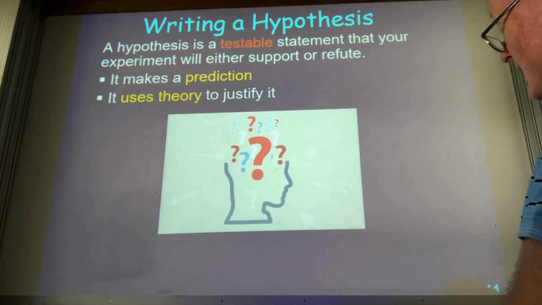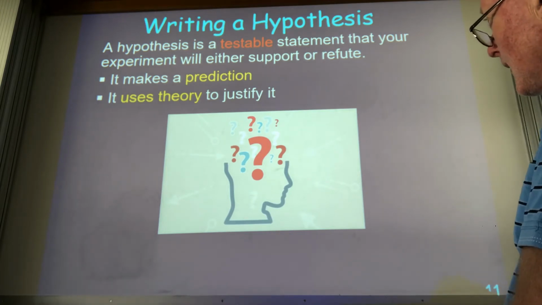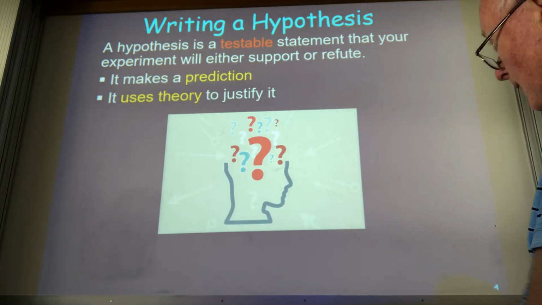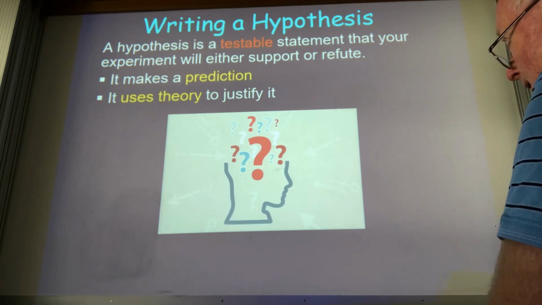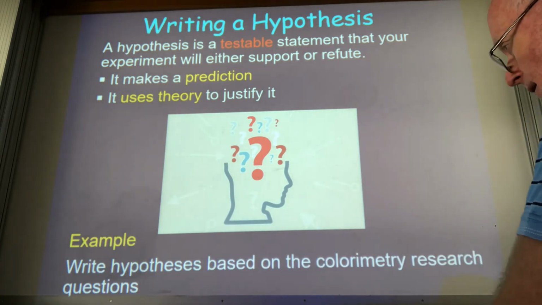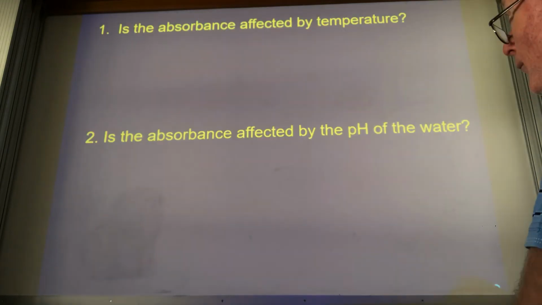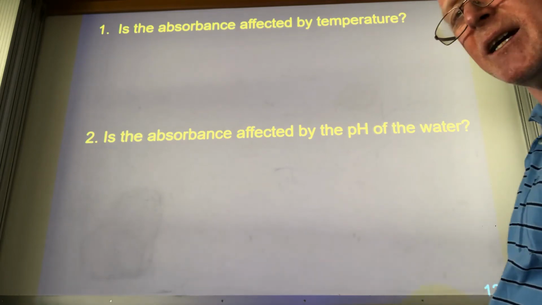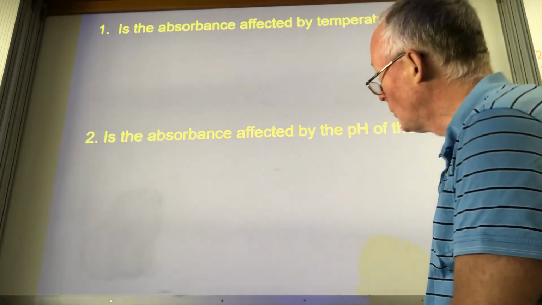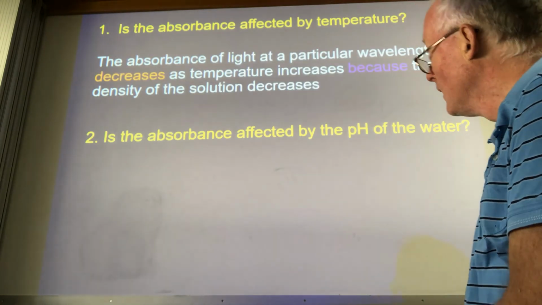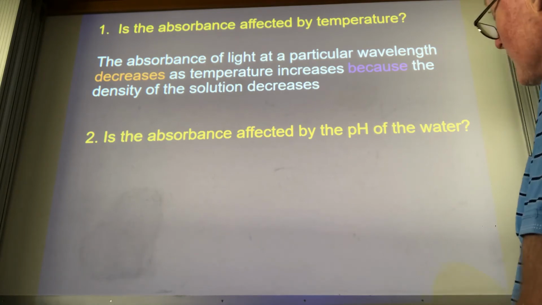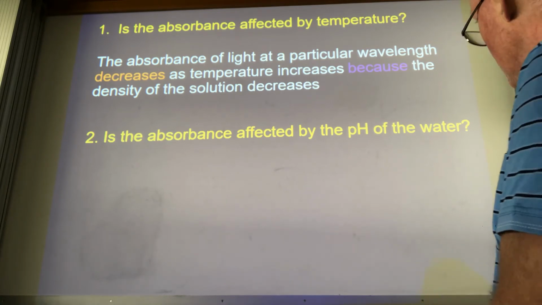Now, a hypothesis is a testable statement. It's something which is going to make a prediction and you are going to test that prediction. And it also has that theoretical justification. So going back to those colorimetry examples, is the absorbance affected by temperature is your question. Now you've got to make a prediction. Is it going to be affected by temperature? Or how is it going to be affected by temperature, I should say? And what we've come up with is the fact that the absorbance is going to decrease as temperature increases.